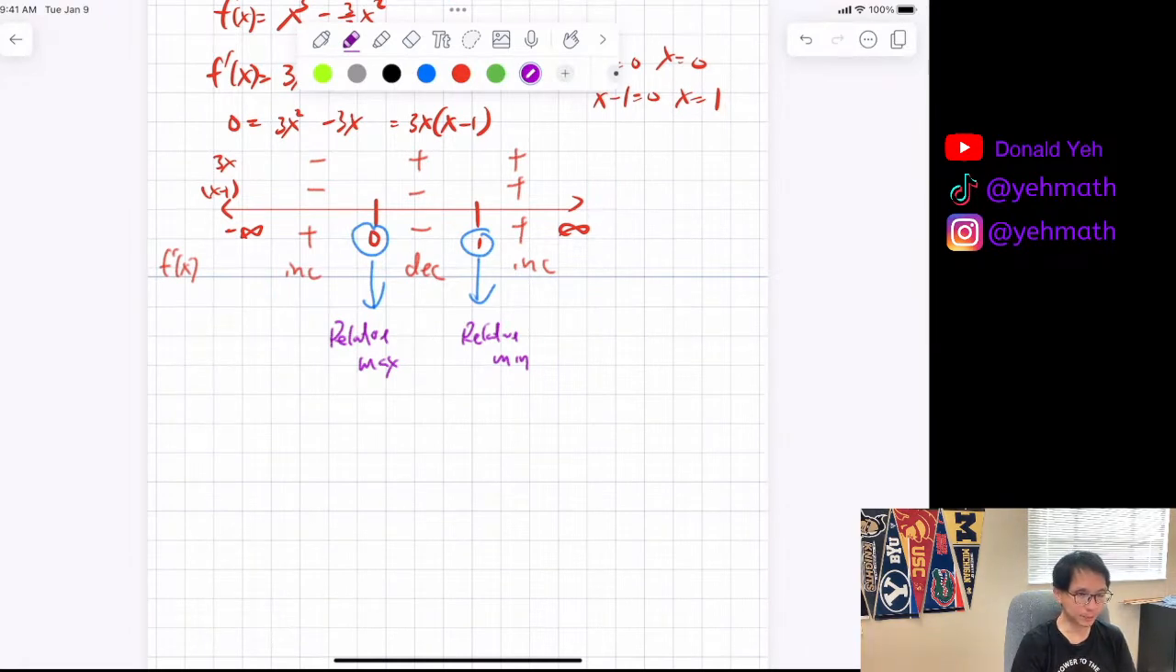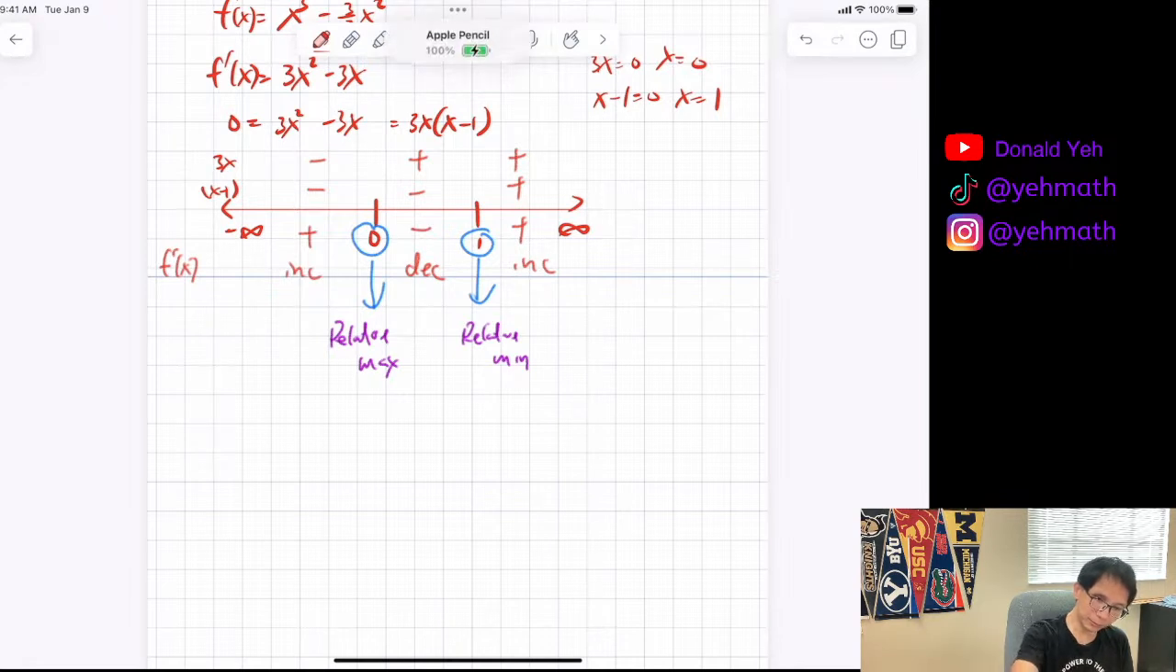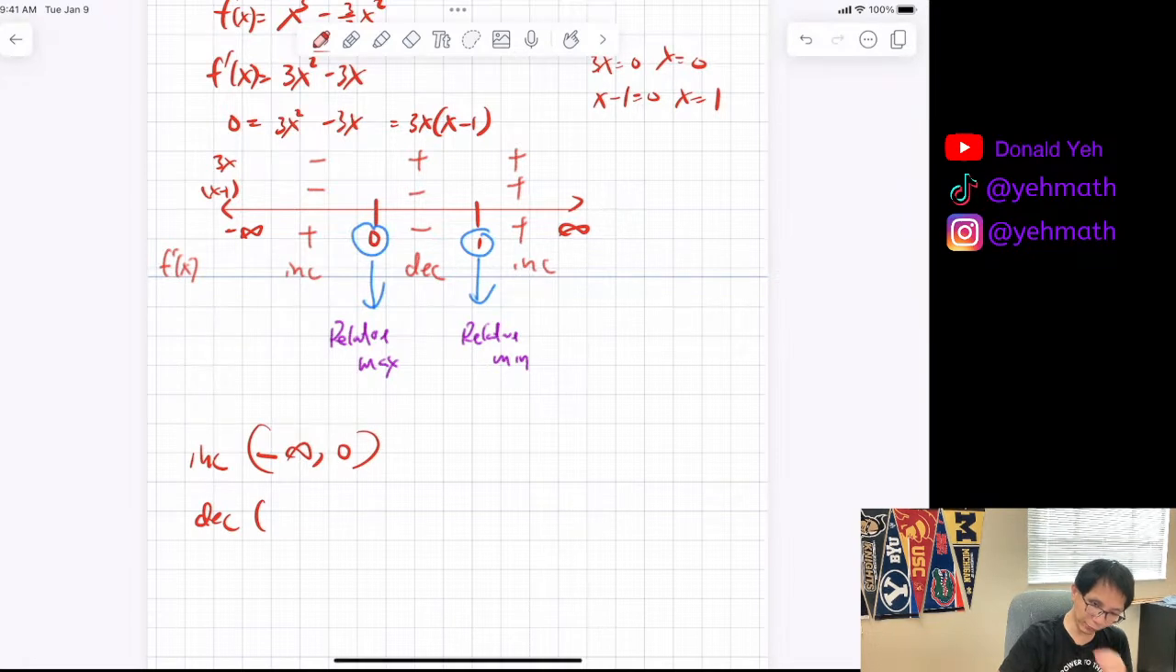Does that make sense? So the function is increasing from negative infinity to 0. Decreasing is going to be from 0 to 1, and it's going to be a union from 1 to infinity. Is that okay?